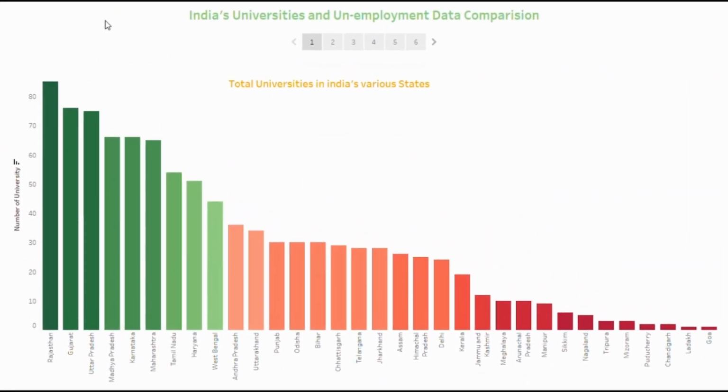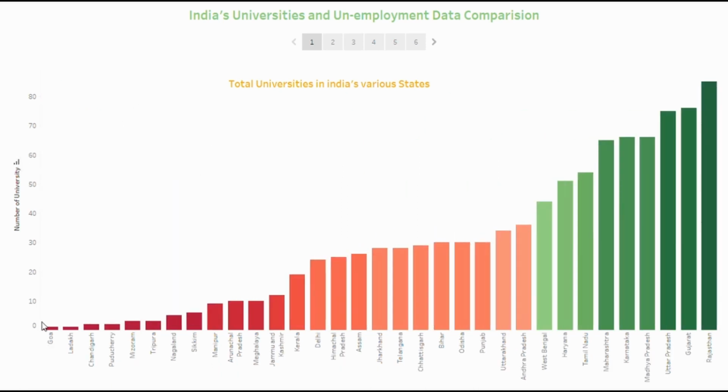For the final conclusion, I am using a Tableau storyboard. The first tab represents the number of universities in each state. Here you can see Rajasthan having the highest number of universities. Then we have Gujarat and UP. If we look at the lowest count, it is Goa, which has only one university, and then we have Ladakh and Chandigarh.